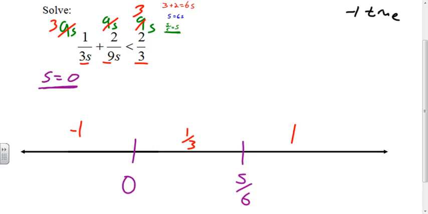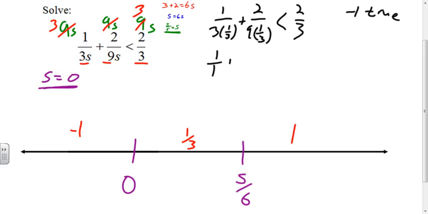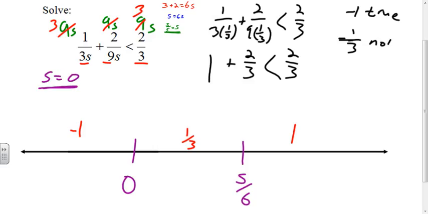Now, if we look at 1/3, 1 over 3 times 1/3 plus 2 over 9 times 1/3 is less than 2/3. This one we're going to have to actually solve through everything. 1/3 of 3 is just 1. 1/3 of 9 is 3. 1 over 1 just becomes 1. So we have 1 plus 2/3, so 1 and 2/3 is less than 2. Well, that is not true.